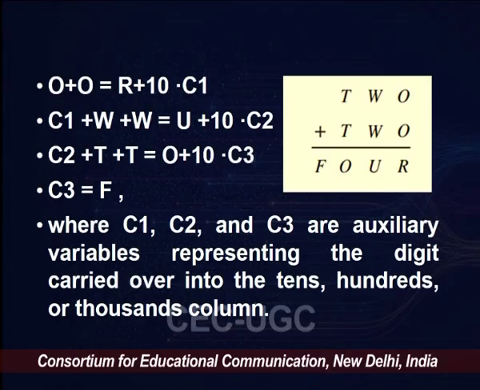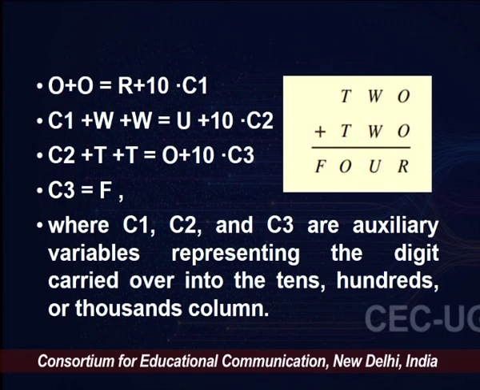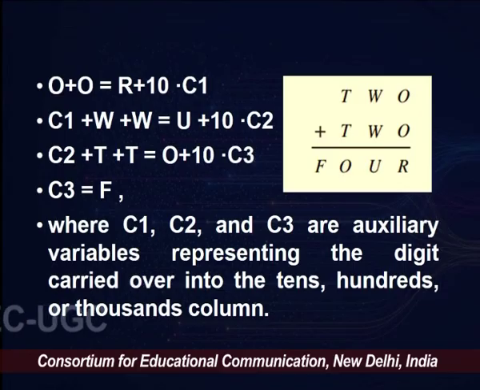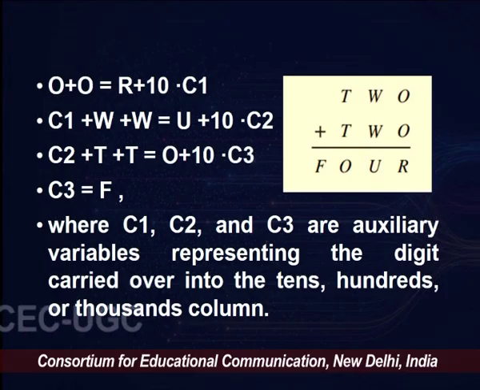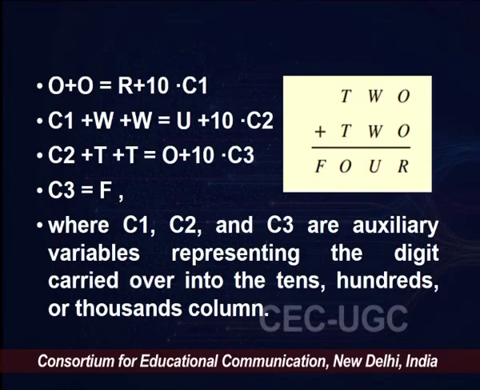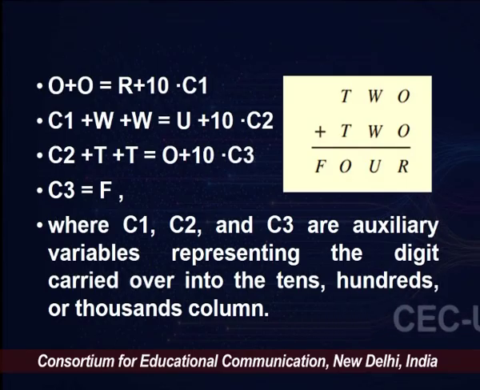Why am I saying auxiliary variables? Because these are intermediate, temporary variables which are generated from the problem only, and these variables represent the digits carried over into the tens column, the hundreds column, or the thousands column, because the unit column is not going to receive any carry from the left, as that itself is the rightmost column.